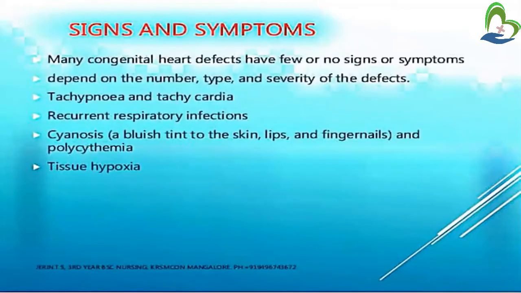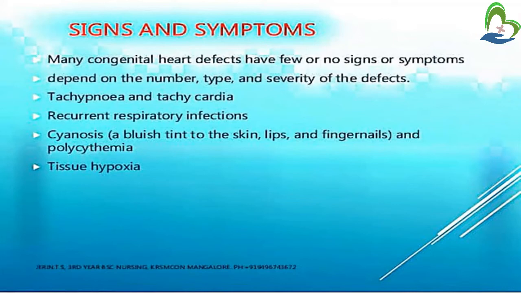Now these are the overall signs and symptoms of congenital heart disease. Those who have congenital heart disease, we will see these symptoms. Many congenital heart defects have few or no signs or symptoms. It depends on the number, type and severity of the defect. Now the signs and symptoms are tachypnea and tachycardia. That is, respiratory rate will increase as well as heart rate will increase.